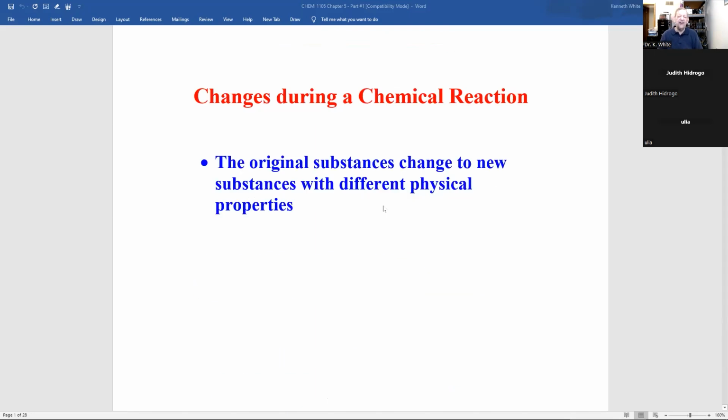Changes occur during what we call a chemical reaction. A chemical reaction shows you the chemical change: the original substance or substances change to new substances with different physical properties.